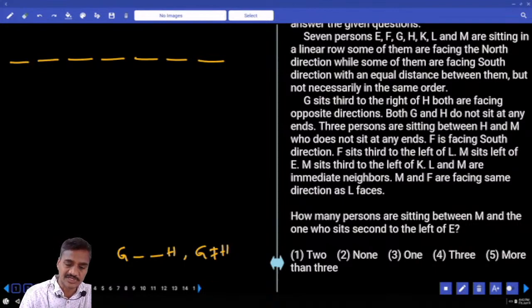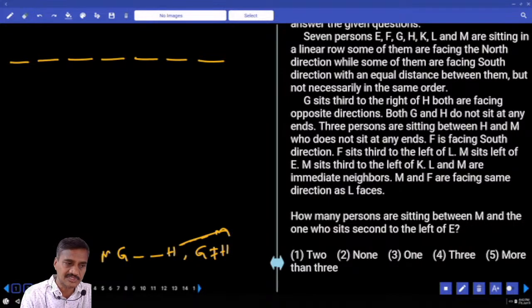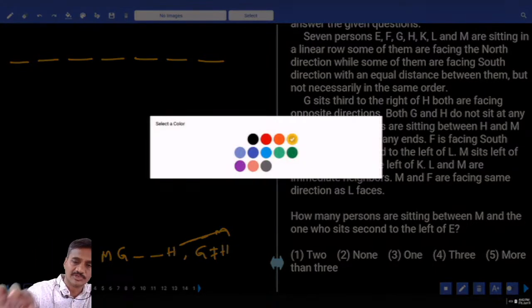Now if you take H at this place, 1, 2, 3, M is here, 1, 2, 3, 4, 5, 6, 7, 8 persons. But it is clearly given M is not at the end. M is not at the end, G and H are also not at the end. That means M cannot be to the right hand side of H, and M must be left hand side. Now M and G must be adjacent to each other, and none of these persons are at the extreme end.